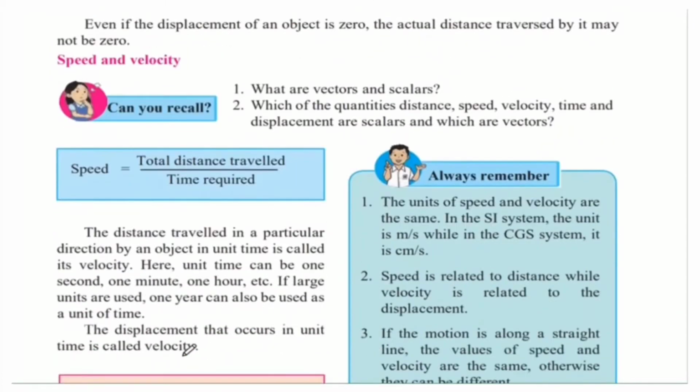So now we will study speed and velocity. Can you recall what are vectors and scalars? Which of the quantities distance, speed, velocity, time and displacement are scalars and which are vectors?